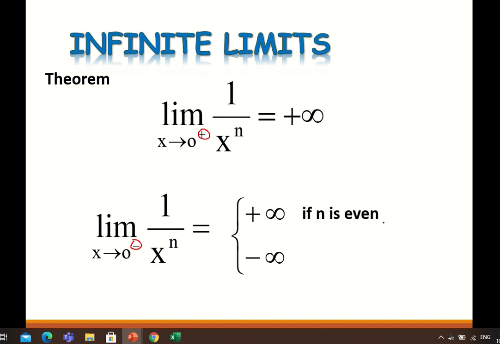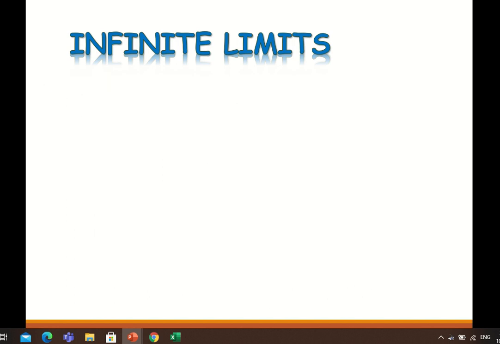It's positive infinity if n is even. This n here, if this is even. So what is even? We have 2, 4, 6, 8, and so on and so forth. Otherwise, we have negative infinity. So if n is odd, then the result of this is negative infinity. So remember this theorem, class. We are going to use this in our coming examples.